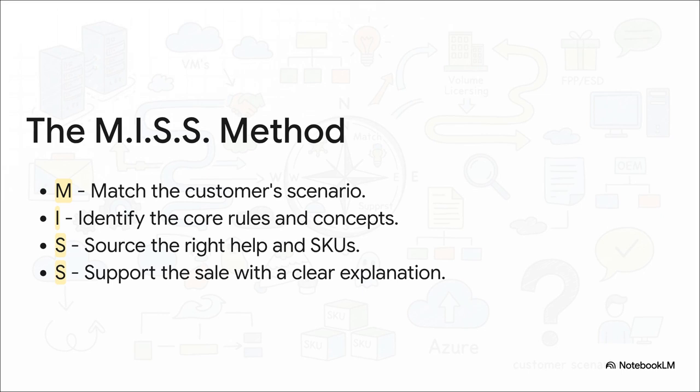So let's lock it in one more time. M, match the customer. I, identify the core concepts. S, source the help and SKUs you need. And S, support the sale with clarity. Match, identify, source, support. That's it. That's your map to success.